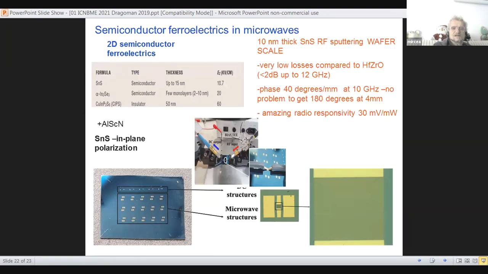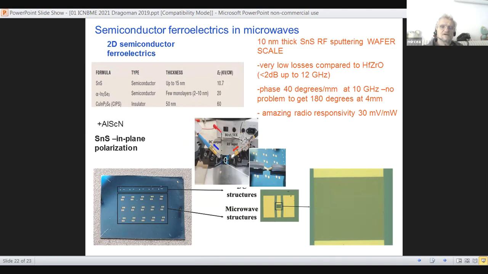Together with UNTDMAM, which is the chair of this conference, we have developed another ferroelectric, which has nothing to do with hafnium oxide ferroelectric. It's tin sulfide, which is a ferroelectric even in its 2D state. So a monolayer of tin sulfide is a ferroelectric.